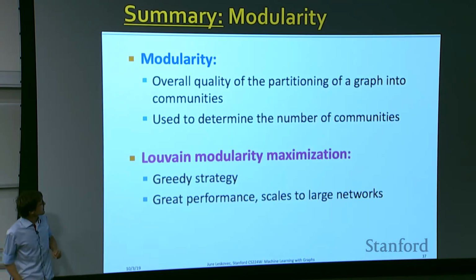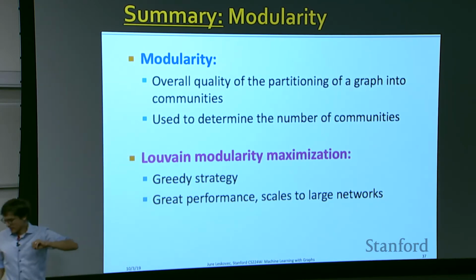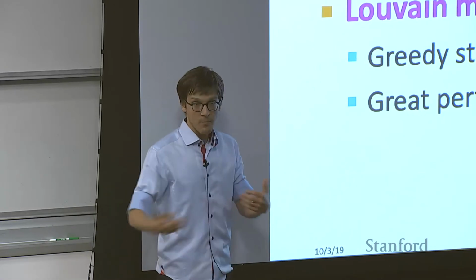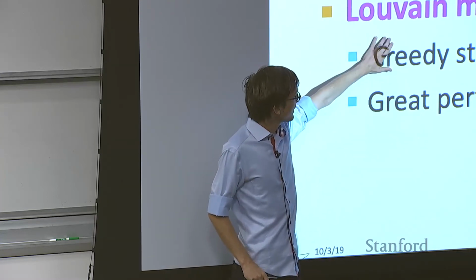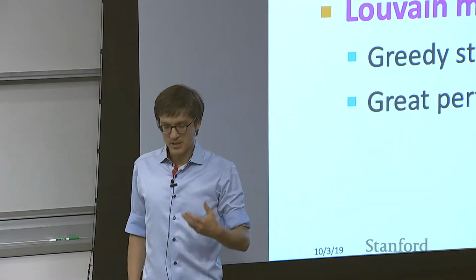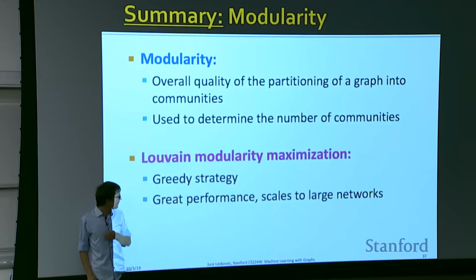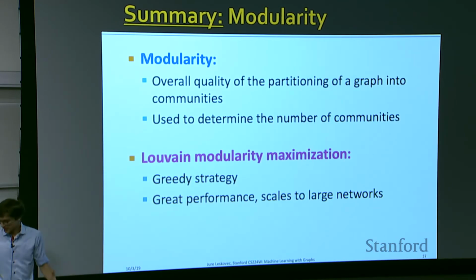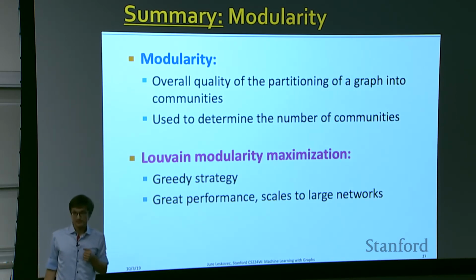So let me just summarize. We learned what the modularity metric is. We learned it is the difference between the number of edges within a group of nodes minus the expected number of edges under our configuration model. And then we talked about a modularity maximization method called Louvain. It is a greedy modularity optimization algorithm that does local changes and then does coarsening to create this hierarchical community structure. So this is what I wanted to say about this topic.